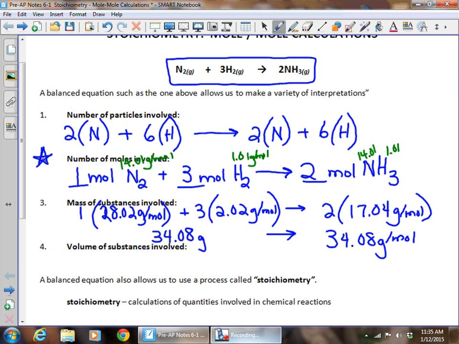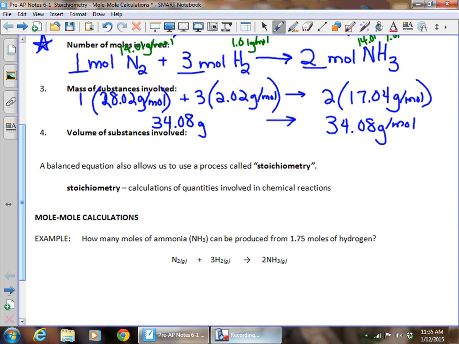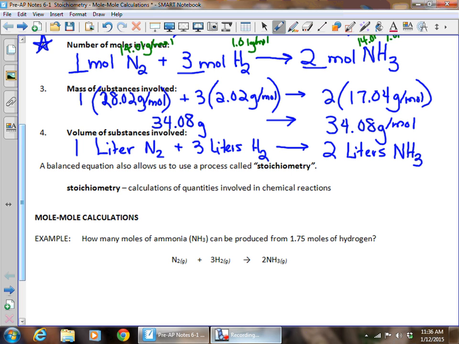Must be equal. Now, as far as the volume of the substances, when we talk about volume, this can only be used if we're dealing with a gaseous equation. If and only if everything in the reaction is a gas. We can also say that, and we'll learn more about why we can do this later when we talk about gas laws, 1 liter of our nitrogen gas combined with 3 liters of our hydrogen gas, when those are all combined into larger molecules, they will actually end up taking up less space, 2 liters of ammonia. So those are the things that we can tell from a balanced chemical equation.